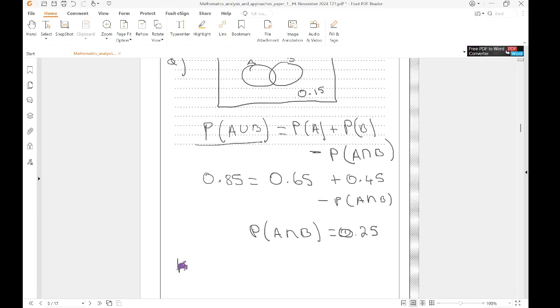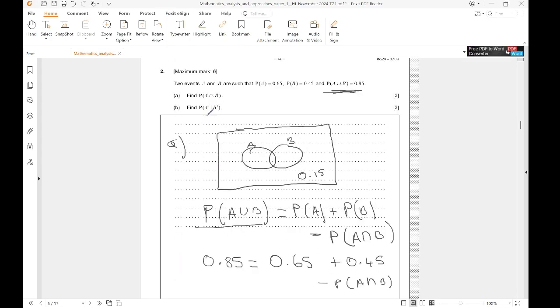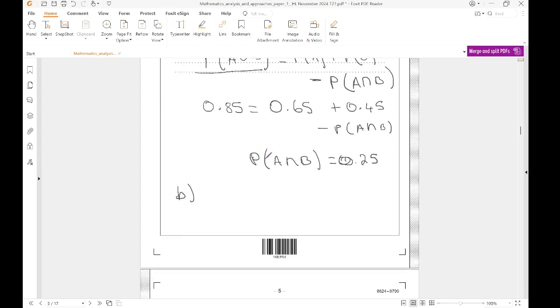Now let's do the B part. B part is find P of A' given B'. So this is a little bit harder over here. They're asking, you have to use a theorem that's given in the formula booklet that you have. The theorem is called, let me try to remember this. Yes, it's called the Bayes theorem.